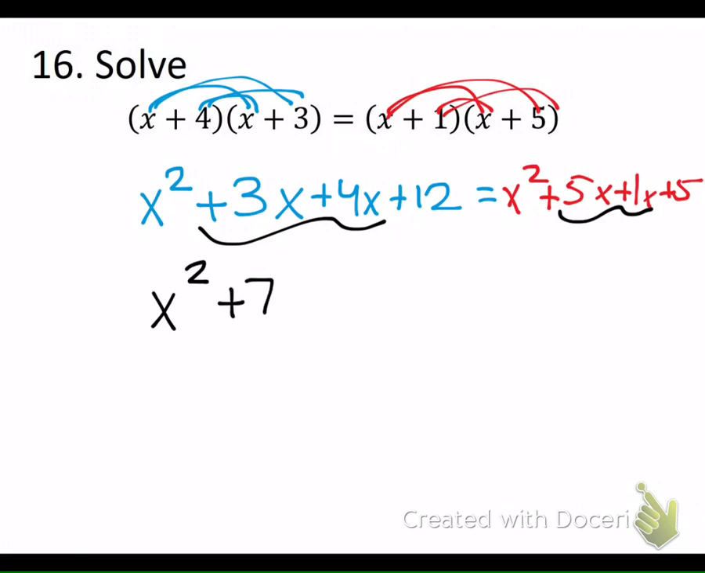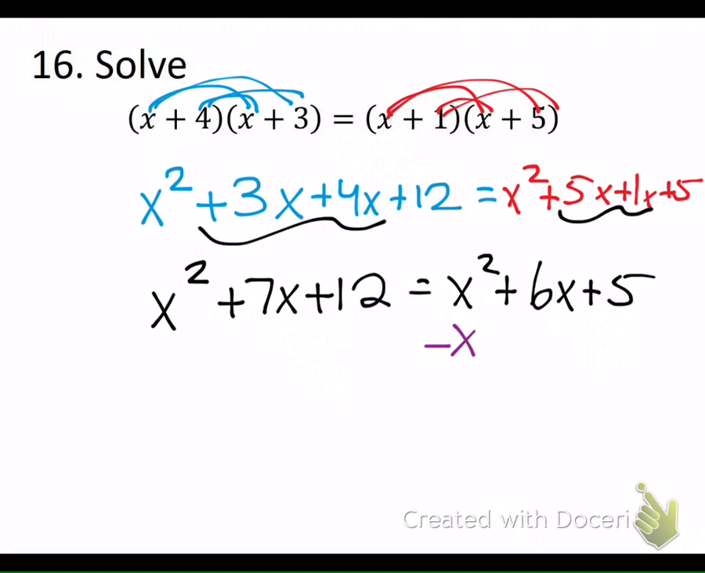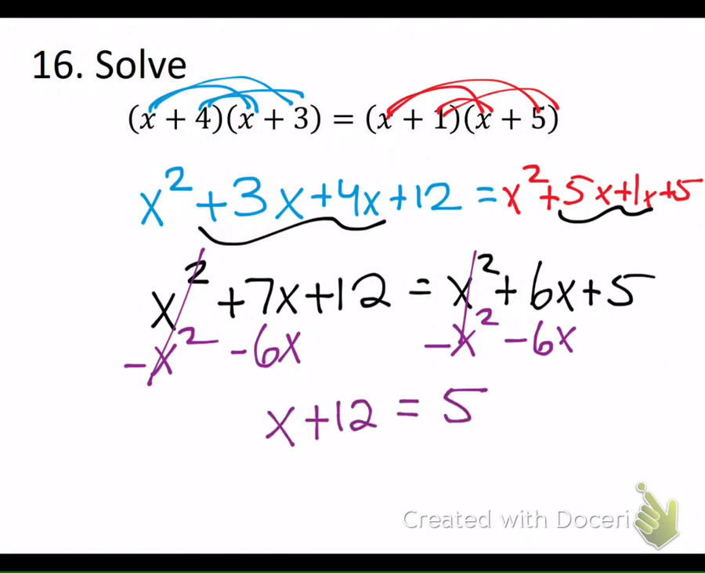So I have x squared plus 7x plus 12 equals x squared plus 6x plus 5. Do you want to get everything to the right side or to the left side? All right, and by everything I mean all the x's. So when I subtract the x squared, luckily what happens? Those are gone, all right? I can also subtract the 6x. What's 7x minus 6x? 1x, even better. All right, what's the final step?